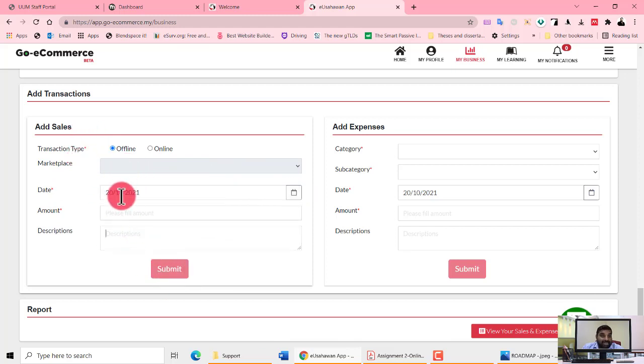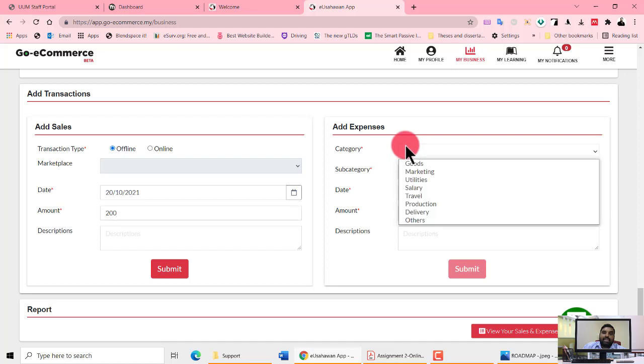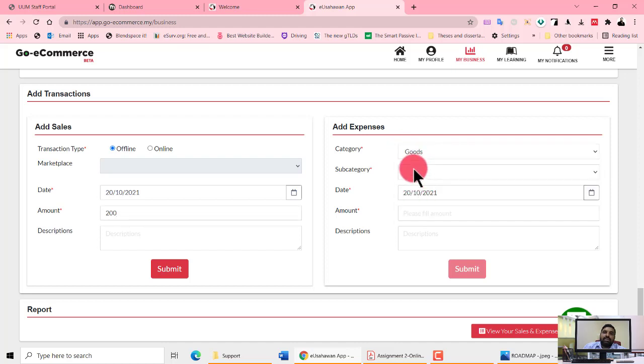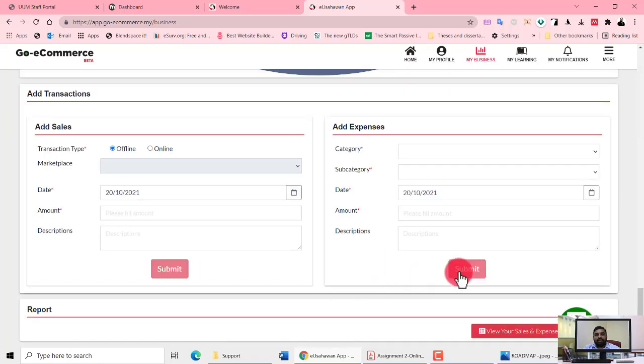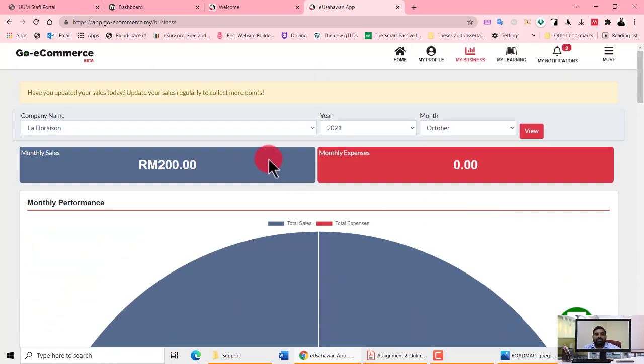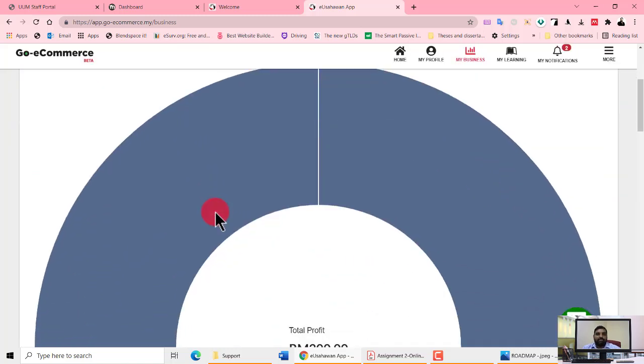Let's say your sales is 200 ringgit, and your category is goods. And your subcategory, let's say stock, and this is your sales, your expenses. Maybe you spend 100 ringgit. It means the cost of the product is 100 ringgit, and you are selling for 200, so your profit is around 100 ringgit. So you submit. This is October, right? Now you see, this is October sales. So the monthly sales is 200.